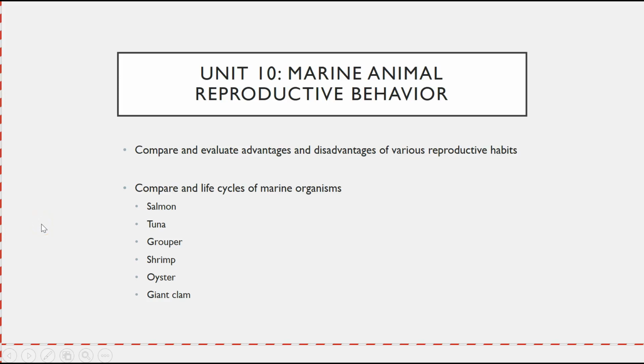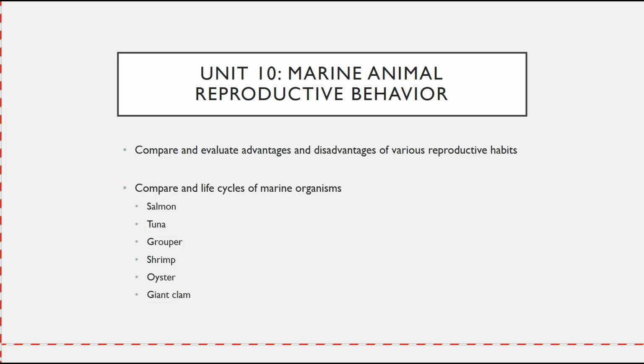All right, so Unit 10 is animal reproductive behavior, specifically marine animal reproductive behavior. And we're going to hit a few topics. First, we are going to talk about some of the strategies that you might not be familiar with as far as terrestrial organisms go. And we're going to go over some specific vocabulary for this unit. And then we're going to compare advantages and disadvantages of some of these reproductive strategies.